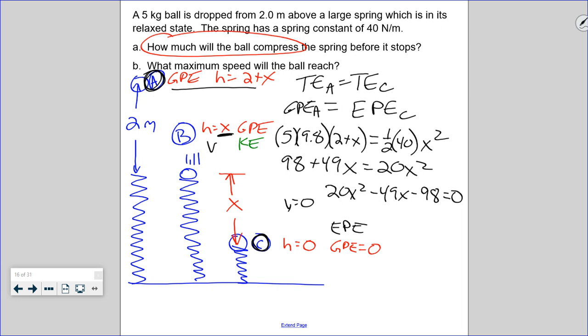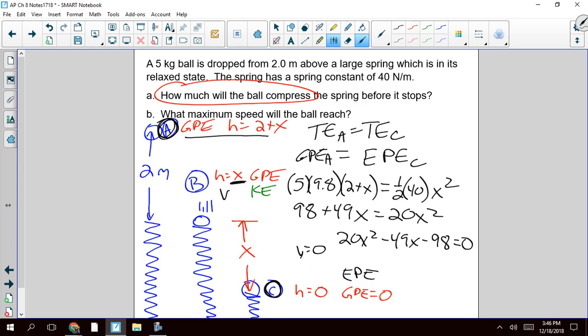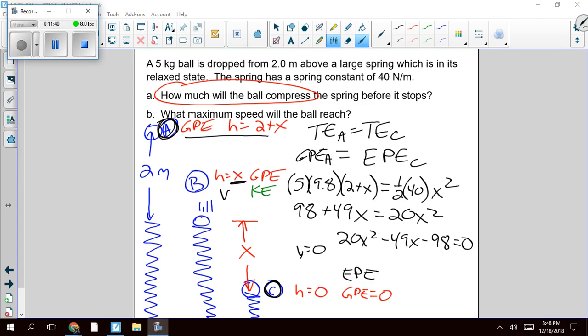And so then we got to solve for our x. Okay, sorry about that. I realized I made a little mistake on my answer key here. So we got to solve this mess, right? So I would just use the quadratic formula.